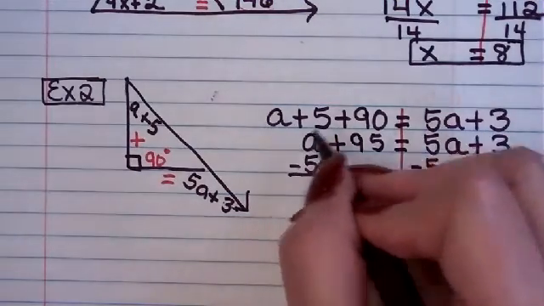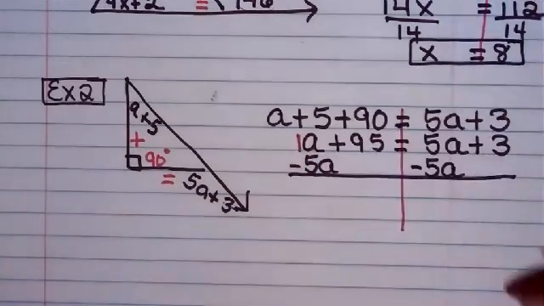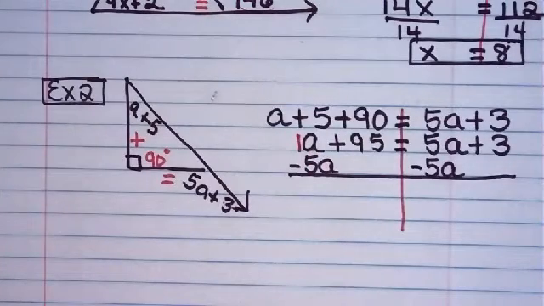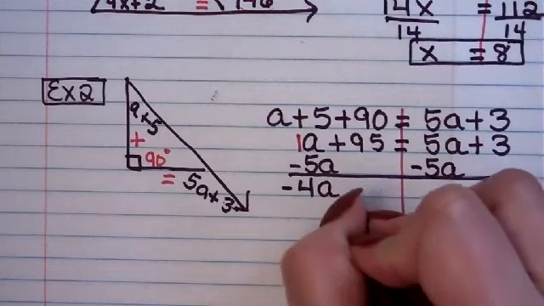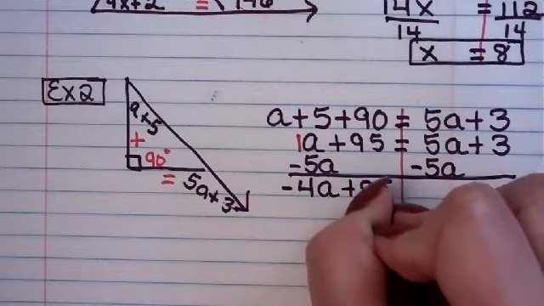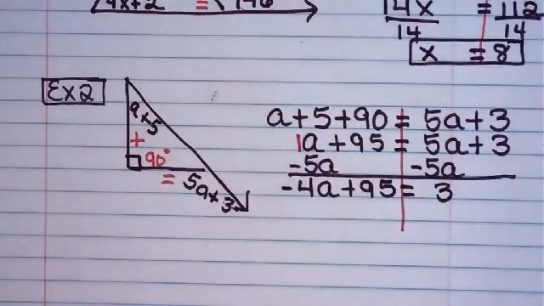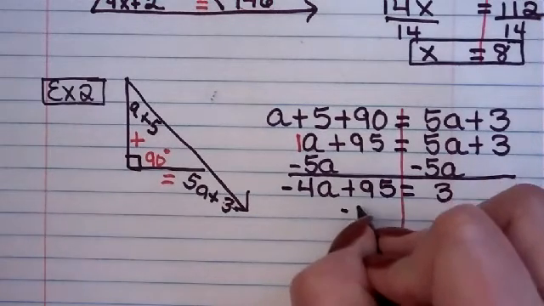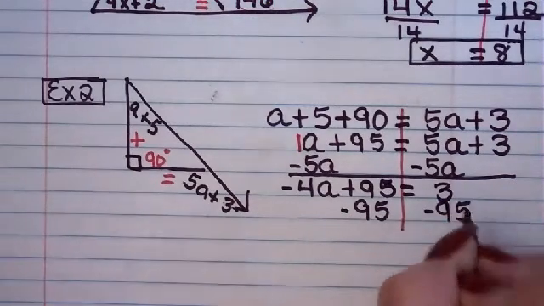Now I have, oh, by the way, what's right here in front of this A? We can put a 1 placeholder, can't we? So we got 1 minus 5, which is negative 4A plus 95 equal to 3. Now I got to move the 95, don't I? And since it's plus 95, I'm going to minus 95. Just like that.